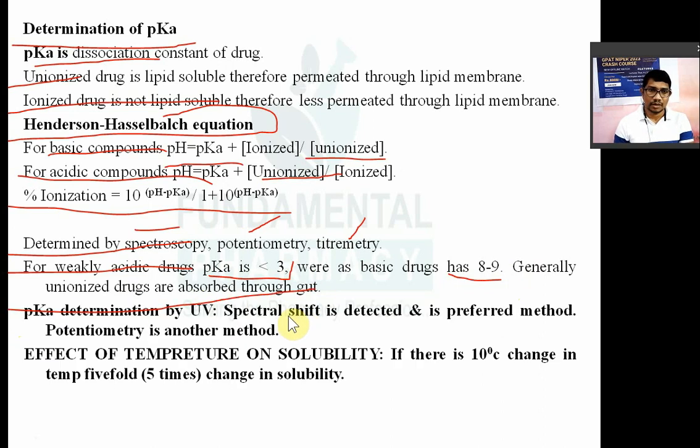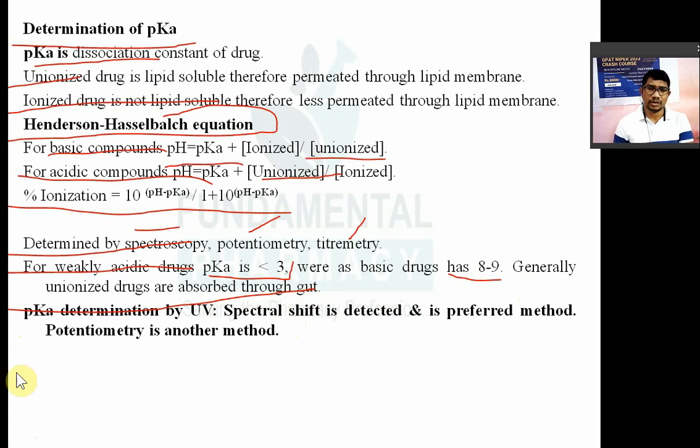pKa determination by UV is also done. In the UV, spectral shifts are measured, the spectral shifting of lambda max. That will give you an idea about the dissociation constant. It is a preferred method. Potentiometry is another method. The half wave potential is nothing but the dissociation constant.